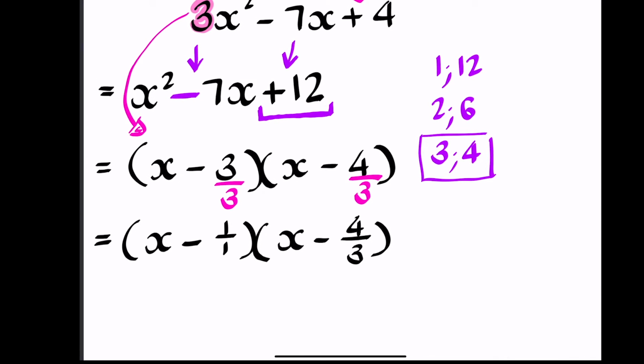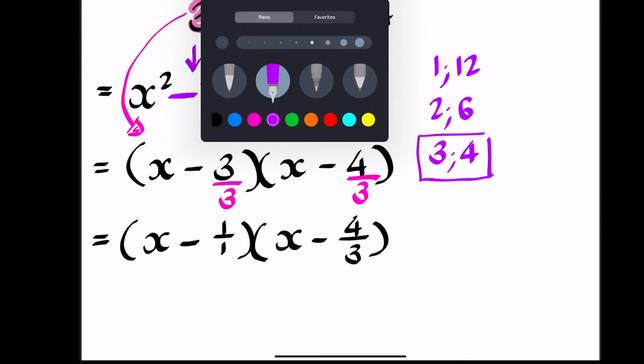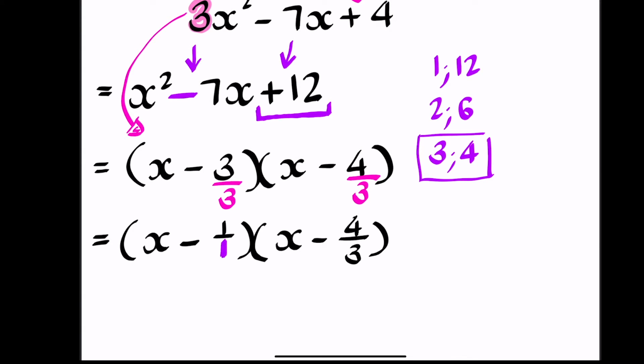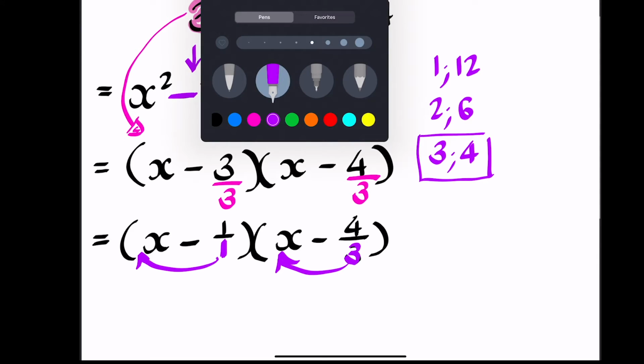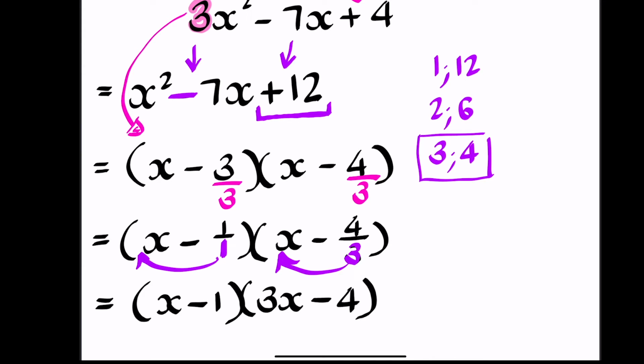So the first step is to take the a value multiplied with the c value. Then the second step is to take that a value and put it back into both brackets as the denominator. And then the last step is I'm now going to take these denominators and put them in the front. So that means I'm going to have 1x, or just x minus 1, and I'm going to have 3x minus 4.